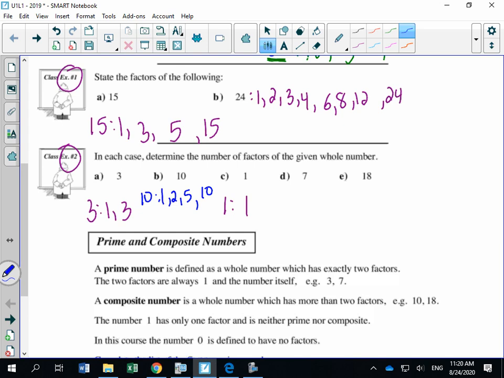What I want you to do is pause the video and write the factors of 7 and the factors of 18. Then you can unpause the video when you're done and check. Okay, factors of 7 are 1 and 7, and factors of 18 are 1 and 18, 2 and 9, 3 and 6.